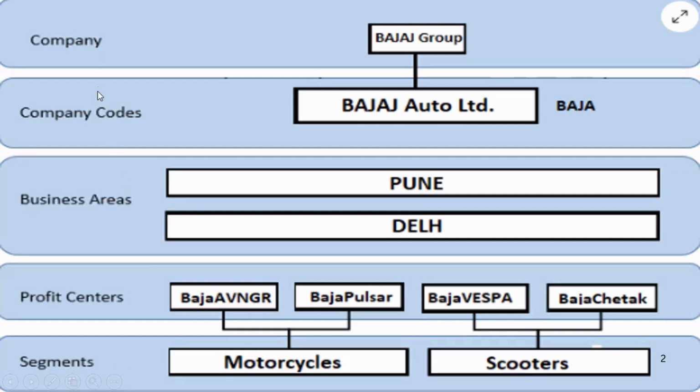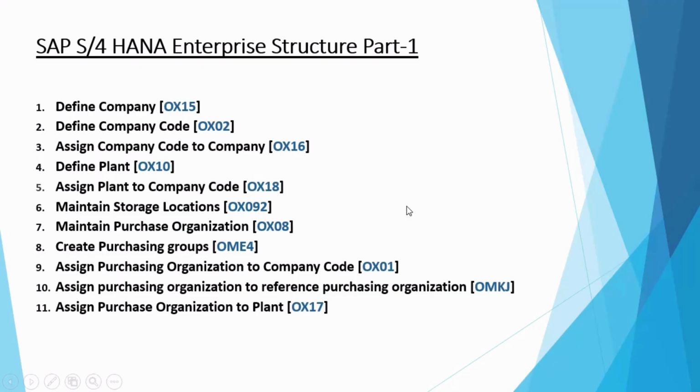Like company codes, we need to create these in the organization structure. We need to have business areas, profit centers, and then segments. This is one typical example for better understanding.